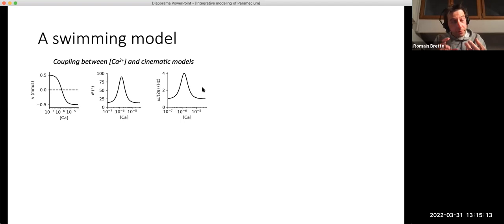And the two other rotation parameters, what we've seen is that they are going to increase basically when the cilia revert. So it's going to be around the calcium threshold for reversal. So in the micromolar range, you will have an increase in theta, in the angle, and in the spinning speed. It should look like that.